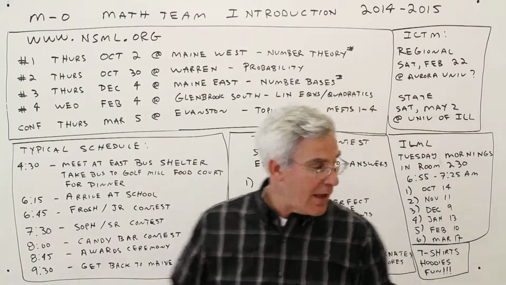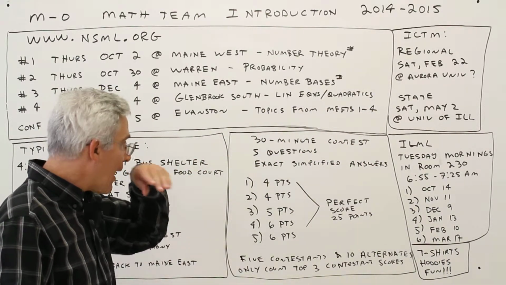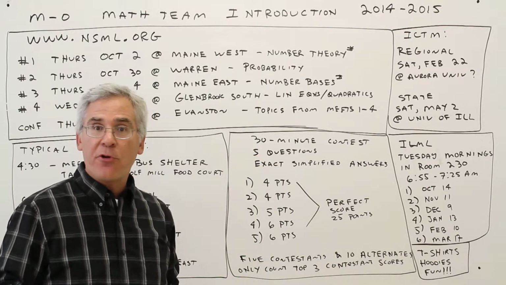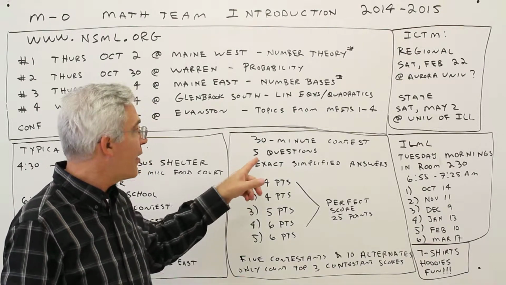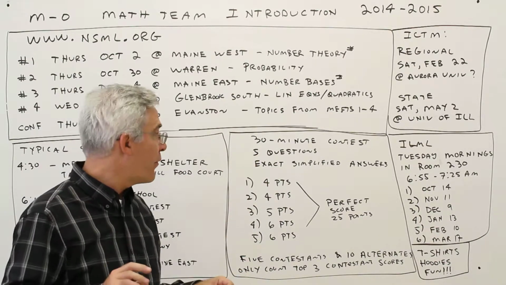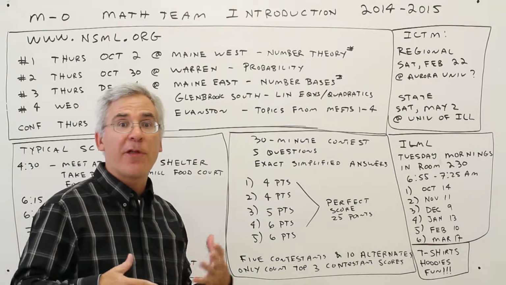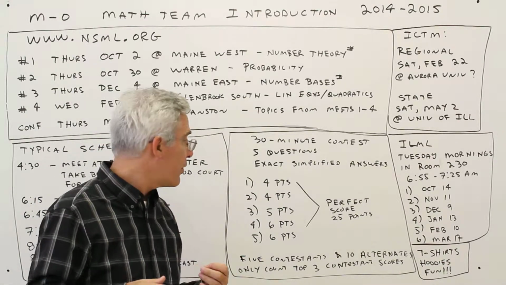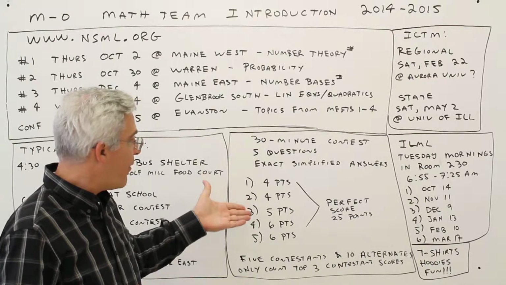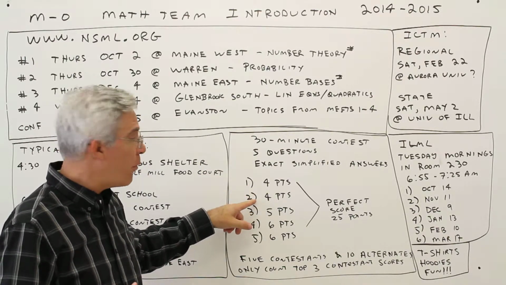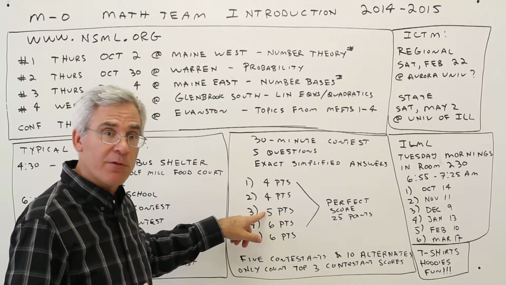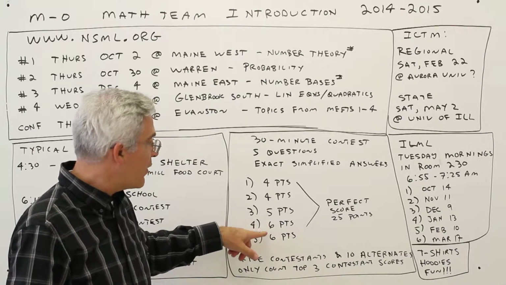All right, so that's the schedule. Here's what the contest looks like. It's a 30-minute written contest. Each contest is 5 questions, and in general, they want exact simplified answers. The questions have varying points. The first 2 questions are worth 4 points. The third question, 5 points. The last 2, 6 points.